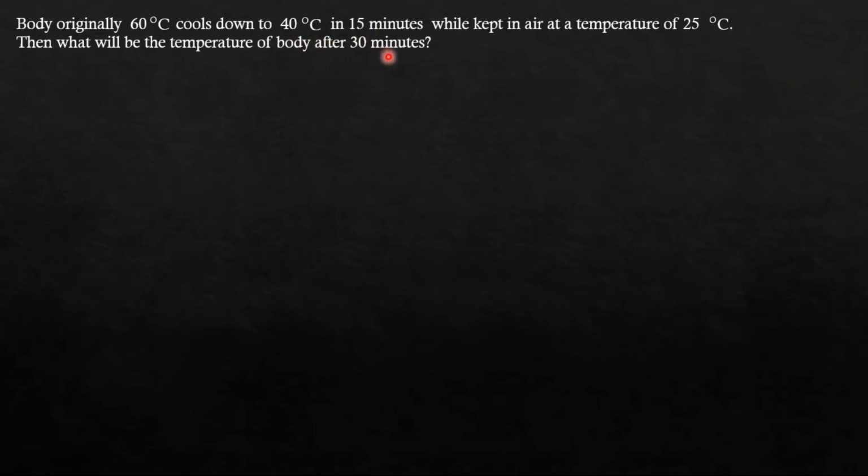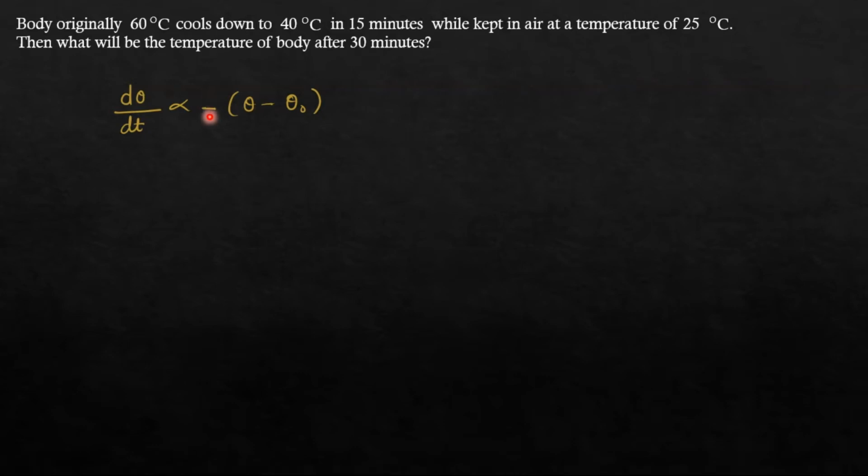Now here, whenever a body cools down, we follow Newton's law of cooling. Newton's law of cooling states that d theta by dt is equal to minus of theta minus theta naught, where theta is the body temperature and theta naught is the surrounding or ambient temperature. In our case, the surrounding temperature is 25 degrees centigrade.